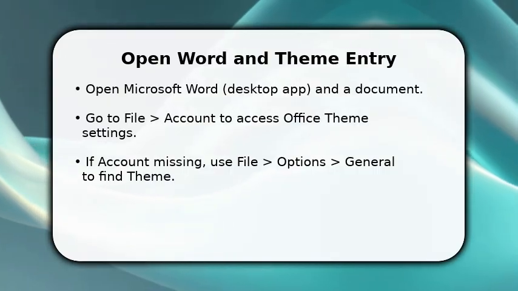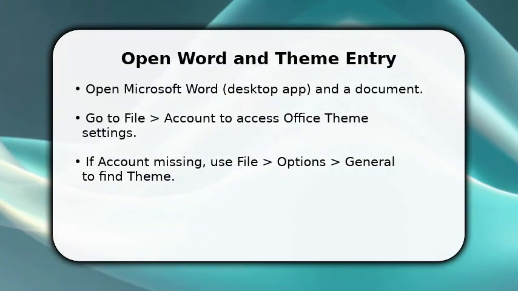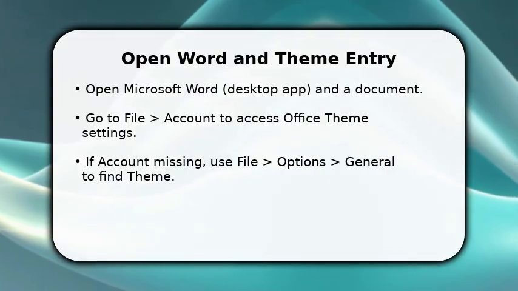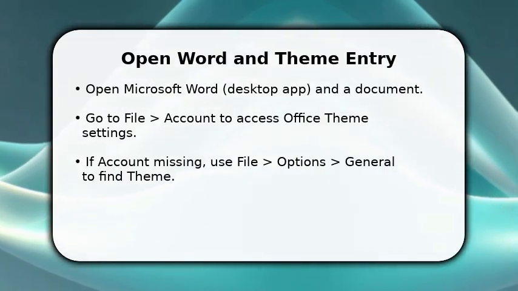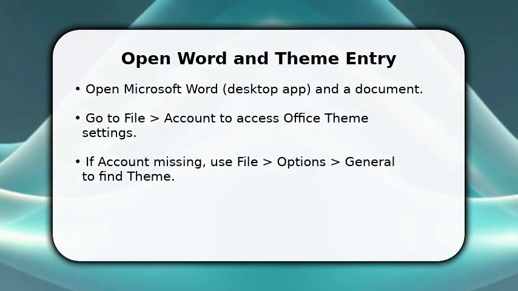You're doing this because Word uses two places for appearance: Office-wide theme and app background. Once located, you'll switch to the white option to see immediate changes.